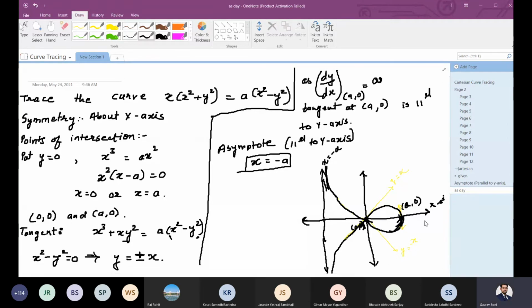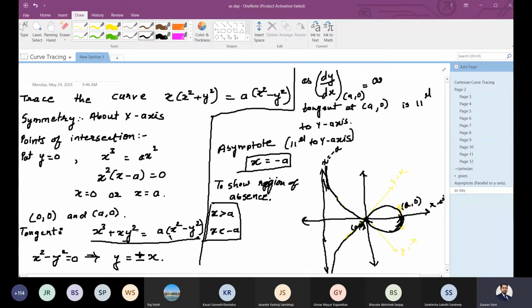Okay. Now there are 2 things to check. What happens when x is greater than a? What happens when x is less than minus a? So from the given equation, you can show the region of absence. It'll take y square equal to something. So we'll have to convert the given equation in such a manner that we get y square equal to something.